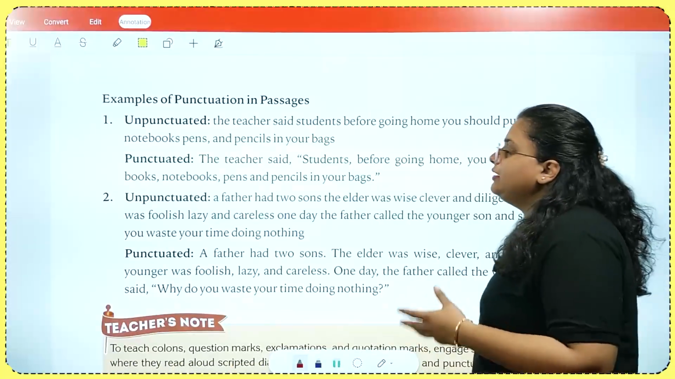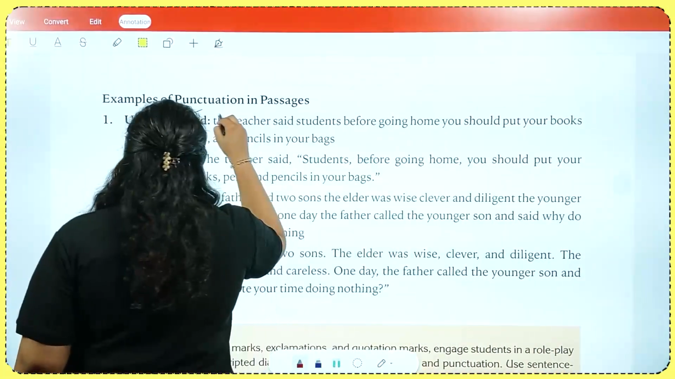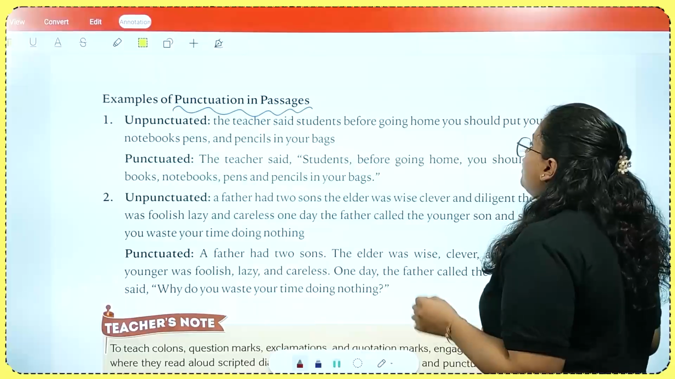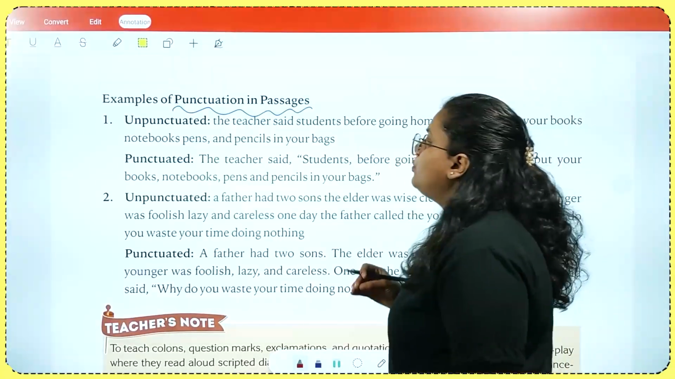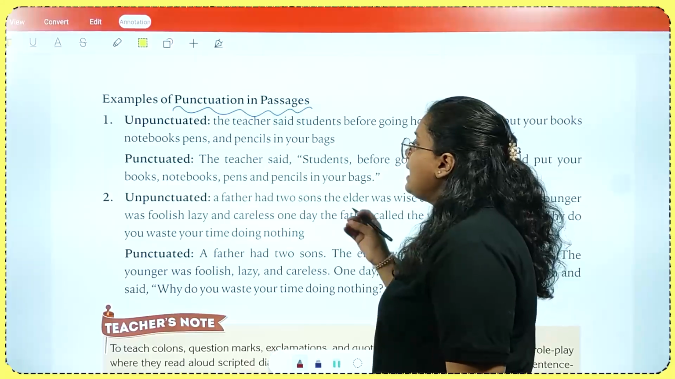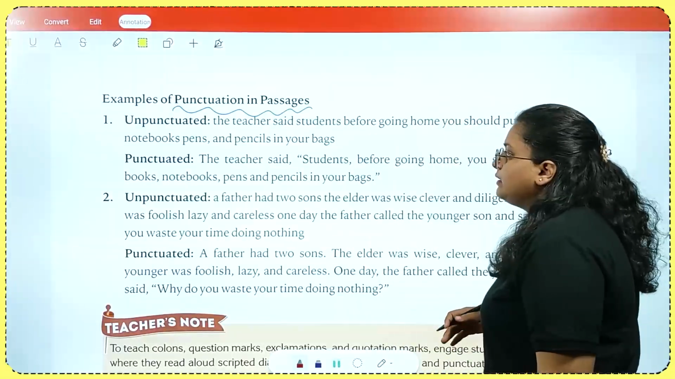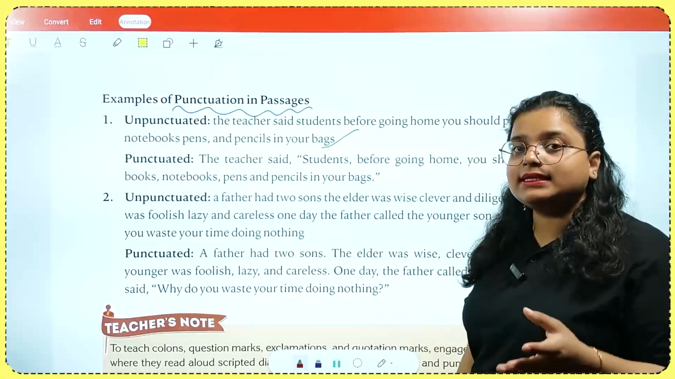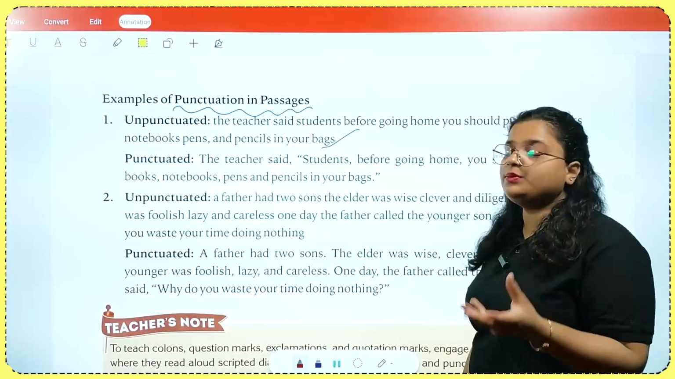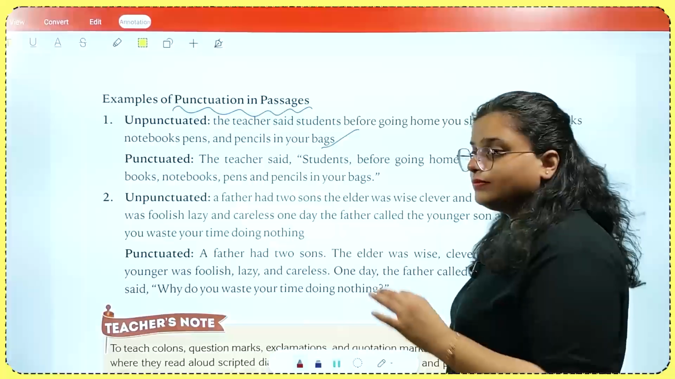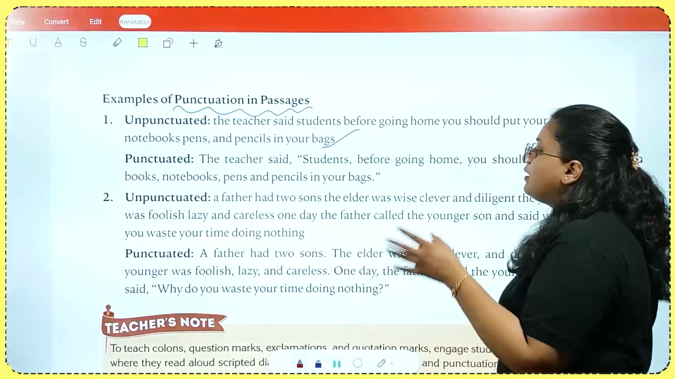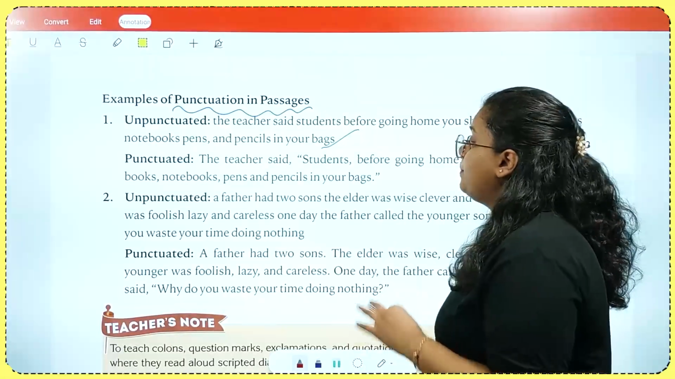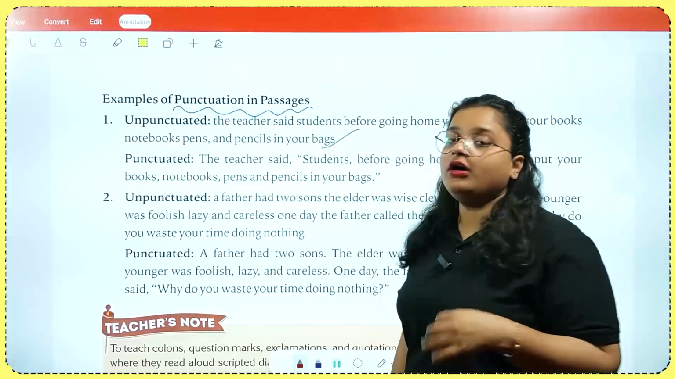Examples of punctuation in a passage. Now, when punctuation is used in a passage: the teacher said, students, before going home, you should put your books, notebooks, pens and pencils in your bags. So this is an unpunctuated sentence. But when I punctuate the sentence, you will notice the difference in the reading. The teacher said, "Students, before going home, you should put your books, notebooks, pens and pencils in your bags."